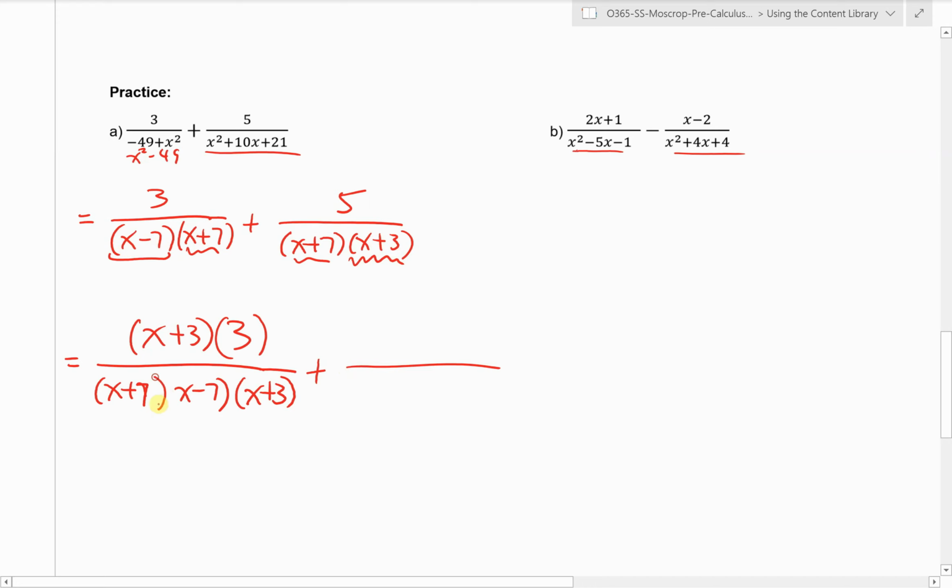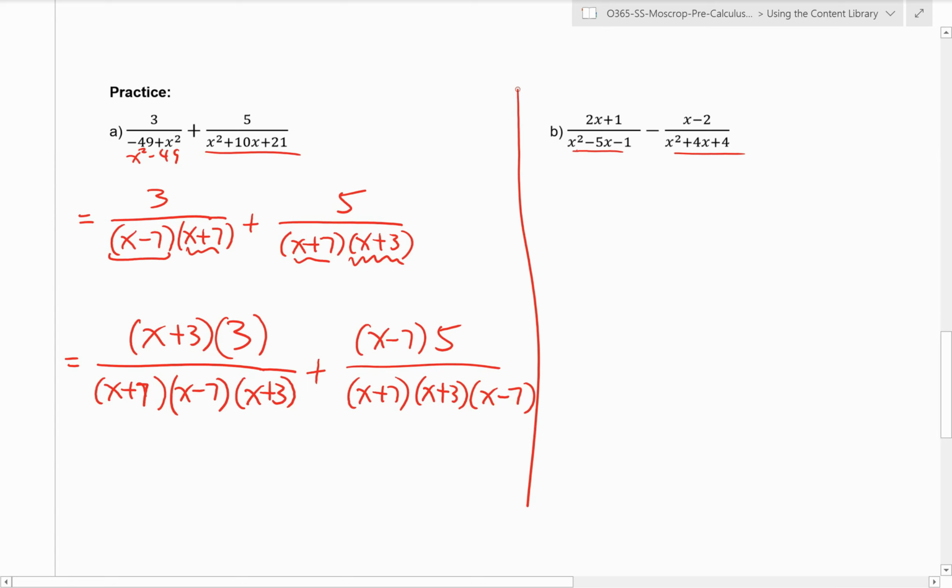You don't need 2 of them, since each fraction only has 1 of them as well. Okay, so now same thing. We already have x plus 7 and x plus 3, but we are missing x minus 7, and that's what we need to multiply by.